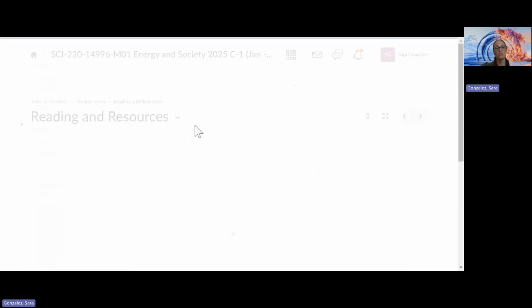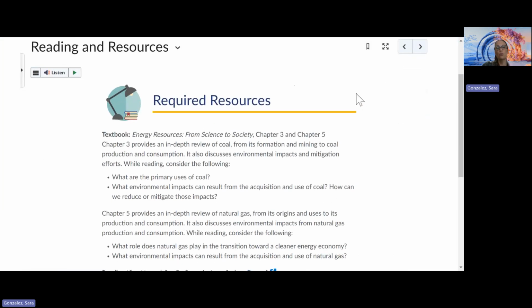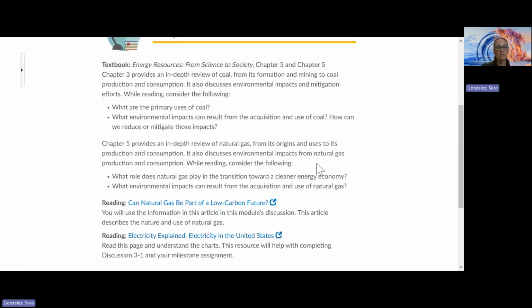For readings and resources, we're going to be concentrating on chapters 3 and 5 of our textbook, Energy Resources from Science to Society. When you're taking a look at your readings, think about some questions here. So what do we use coal for? What environmental impacts can result from the use of coal? How can we mitigate or alleviate some of those impacts from coal? And then from chapter 5, looking at natural gas, what role does natural gas play? Is it better? Are there additional negative impacts like fracking and mining that we don't necessarily see with coal?